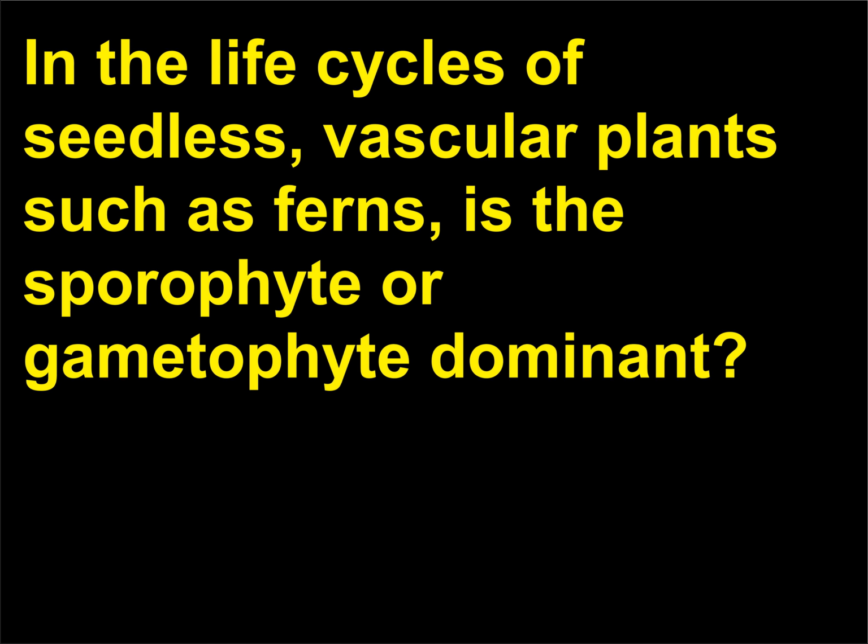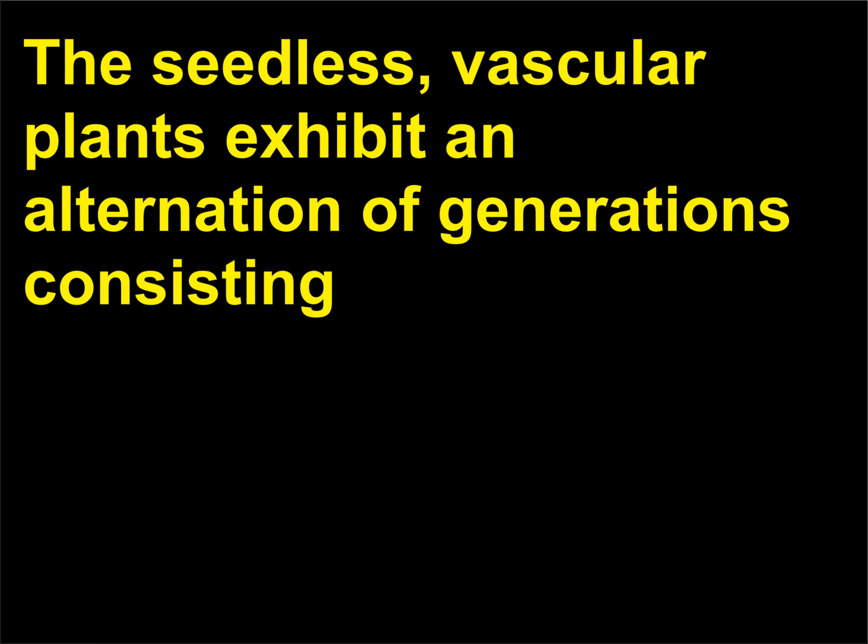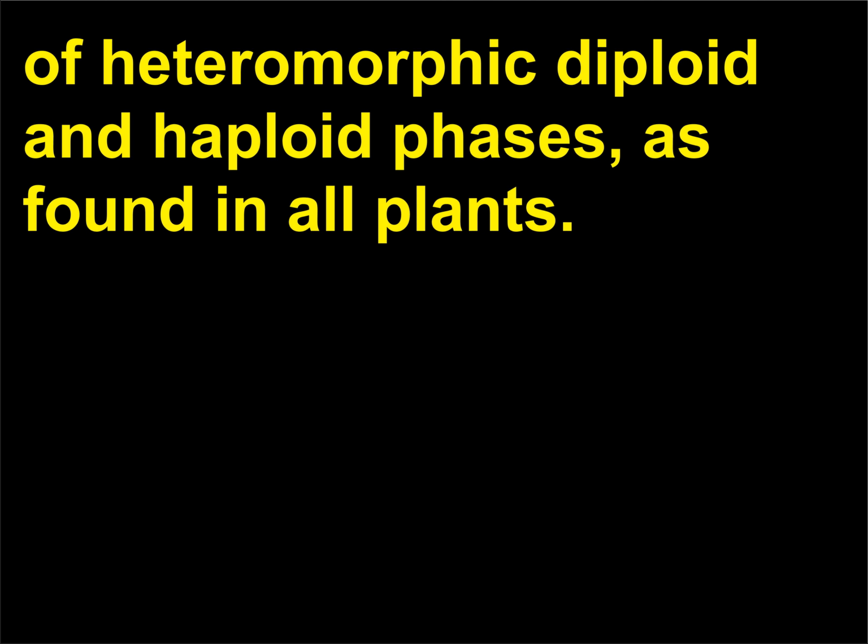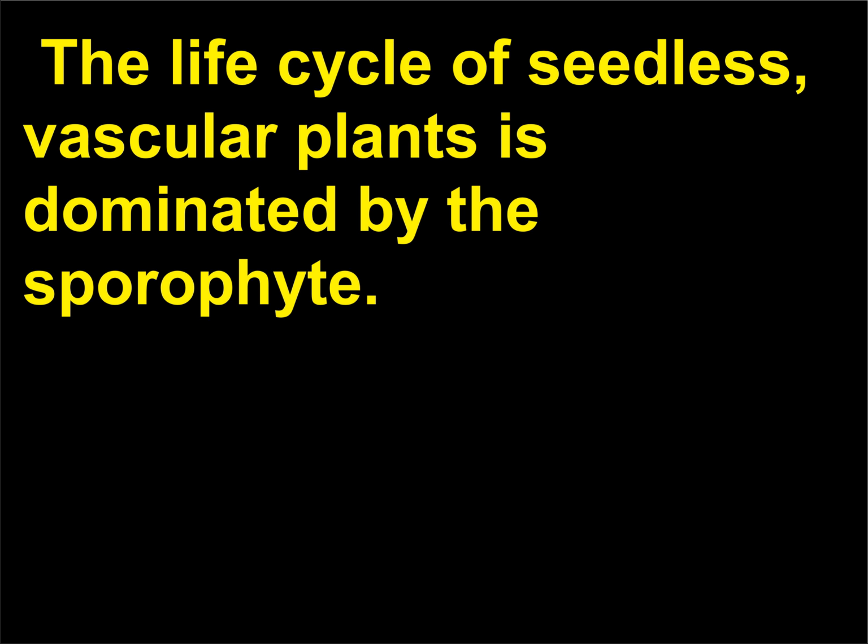In the life cycles of seedless, vascular plants such as ferns, is the sporophyte or gametophyte dominant? The seedless, vascular plants exhibit an alternation of generations consisting of heteromorphic diploid and haploid phases, as found in all plants. The life cycle of seedless, vascular plants is dominated by the sporophyte.